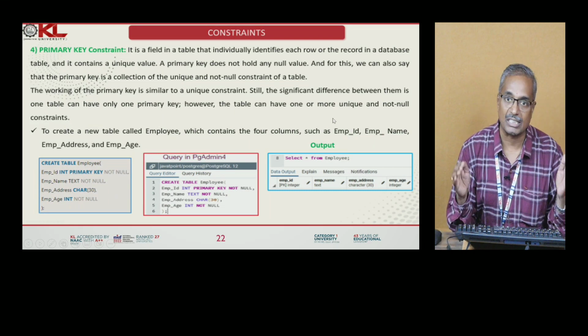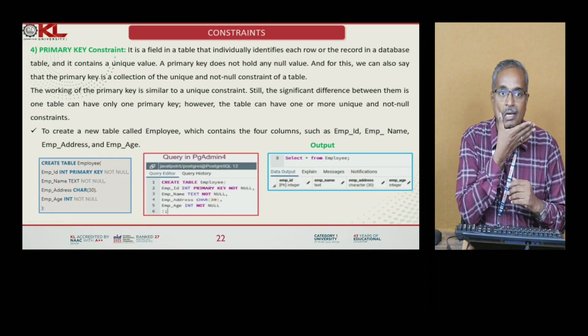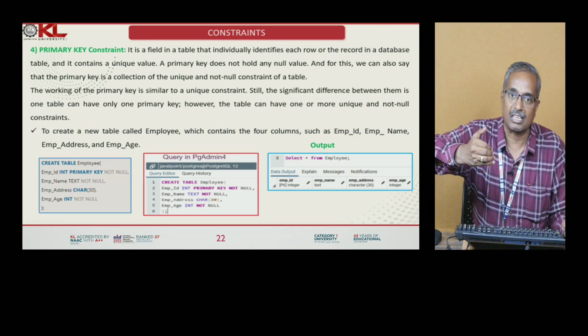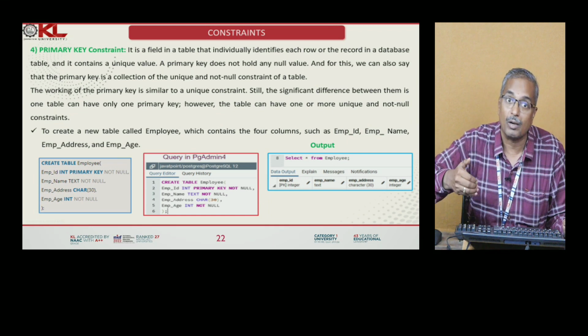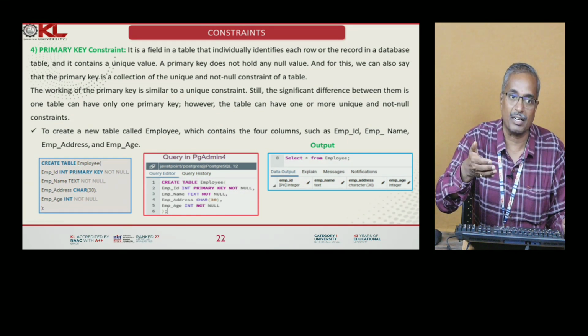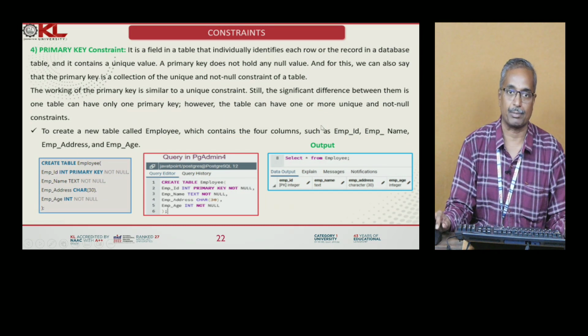I hope you understand. So once again, I want to tell you, a unique constraint can be defined for multiple columns, but a primary key can be defined for only one column. Hope you are following this concept.